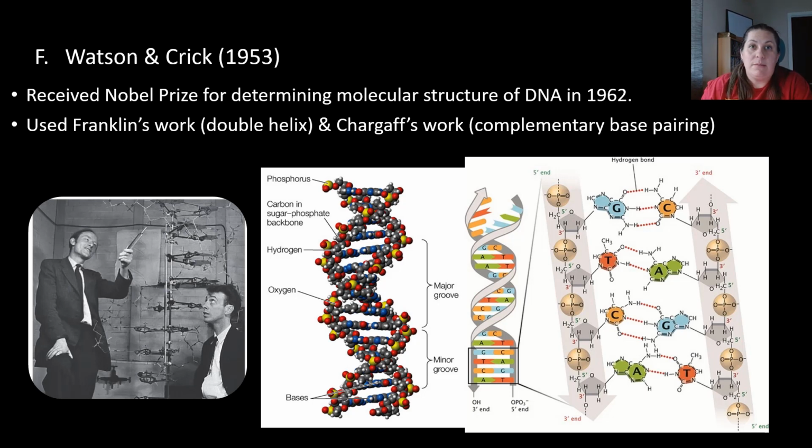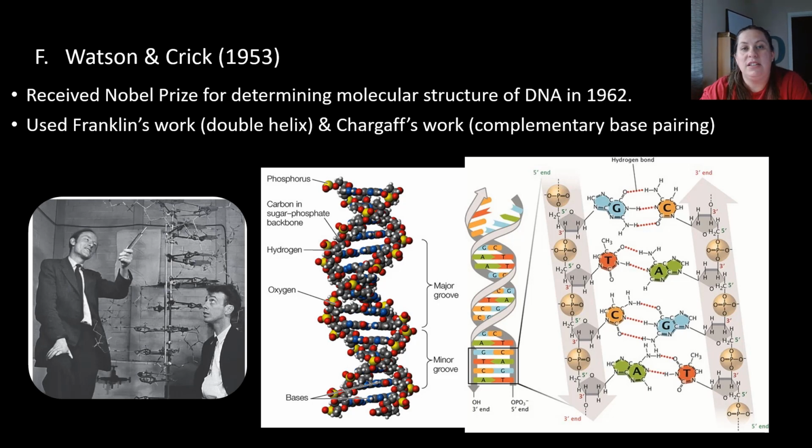And mostly the reason being is that she had already died. You cannot receive the Nobel Prize if you are deceased. And so this was part of it. But there was a lot of issues with them potentially stealing that work from her. And so this is kind of what happens sometimes in that scientific community. But Watson and Crick did come up with this double helix.